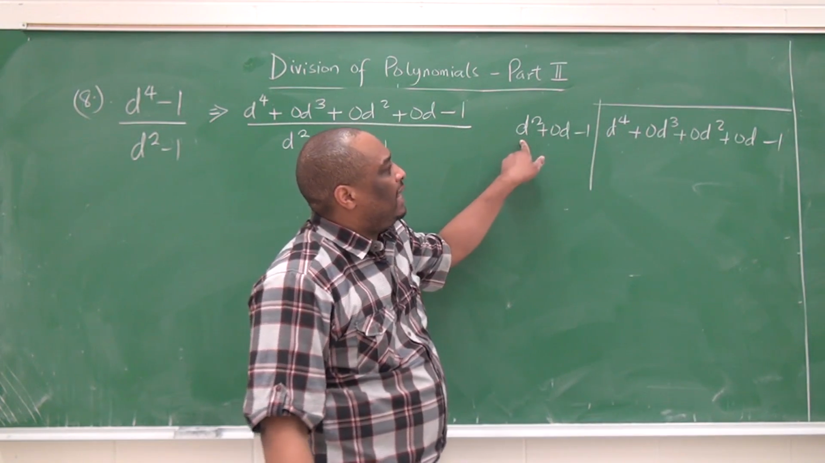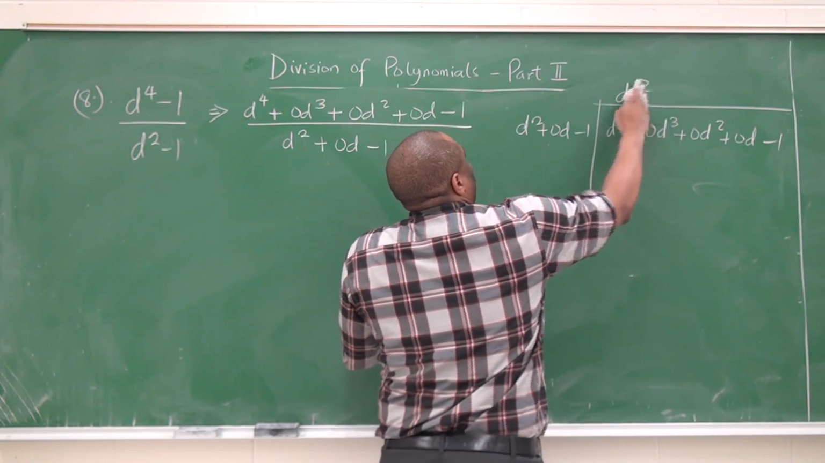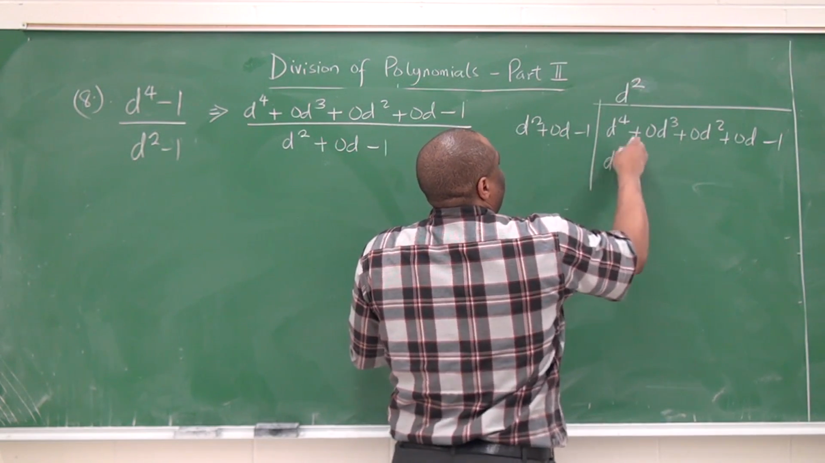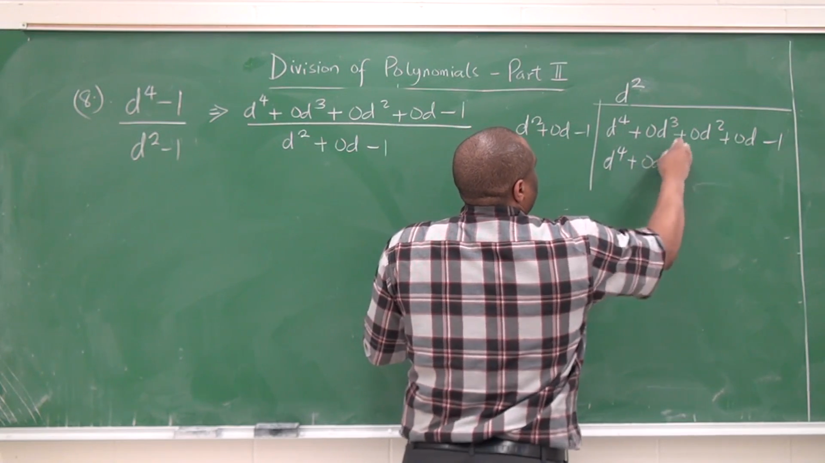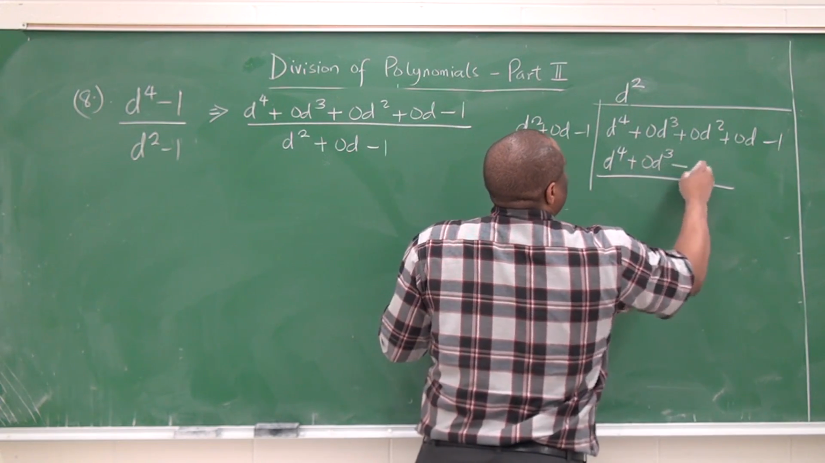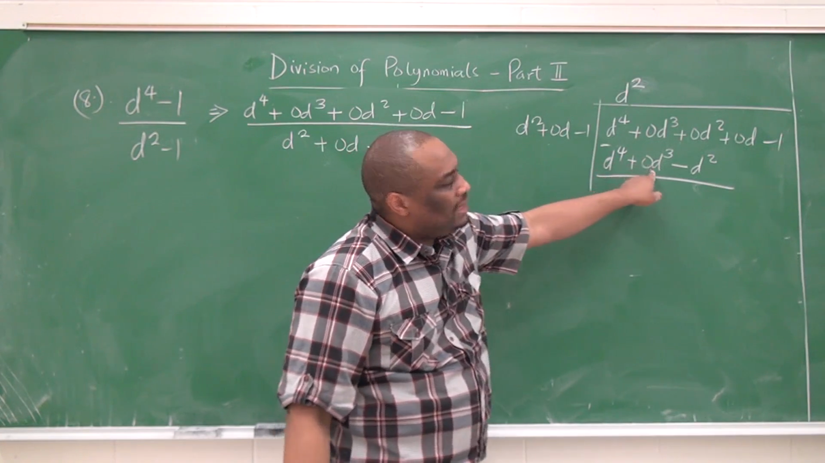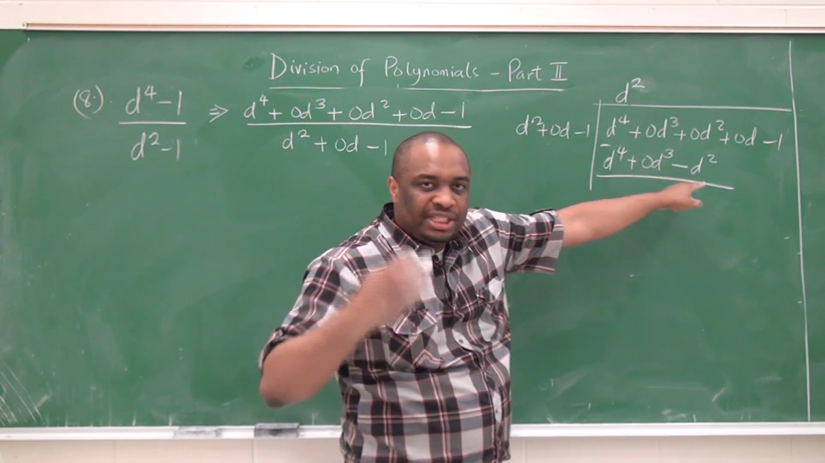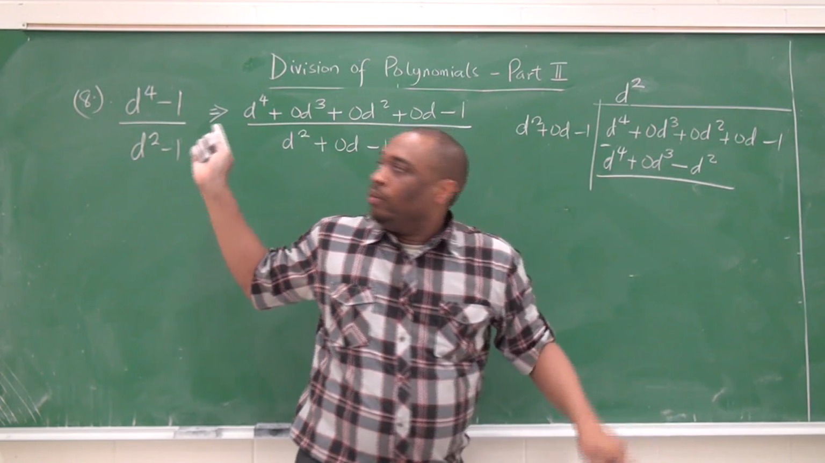So D raised to power 4 divided by D squared is D squared. D squared times D squared is D raised to power 4. D squared times 0D is what? 0D cubed. Then D squared times negative 1 is negative D squared. So you see, and you put your minus. You see what I'm talking about? I couldn't have stopped at 0D cubed. No. You have to multiply. Each stage you have should be a trinomial.